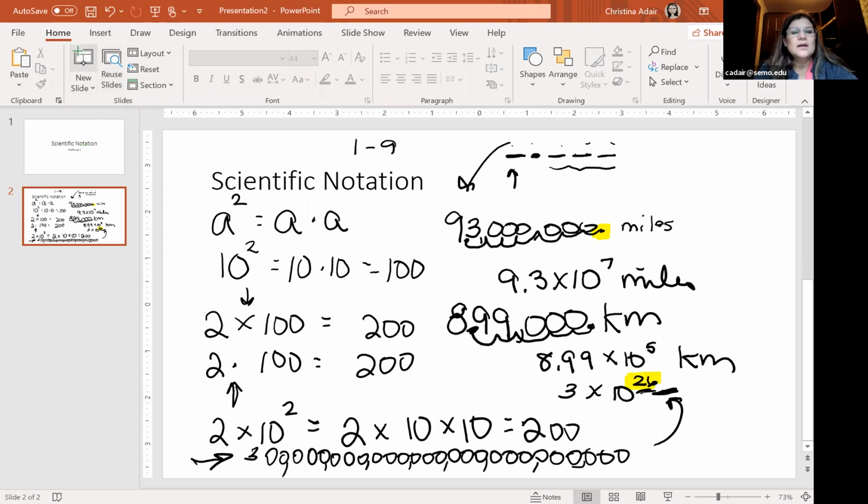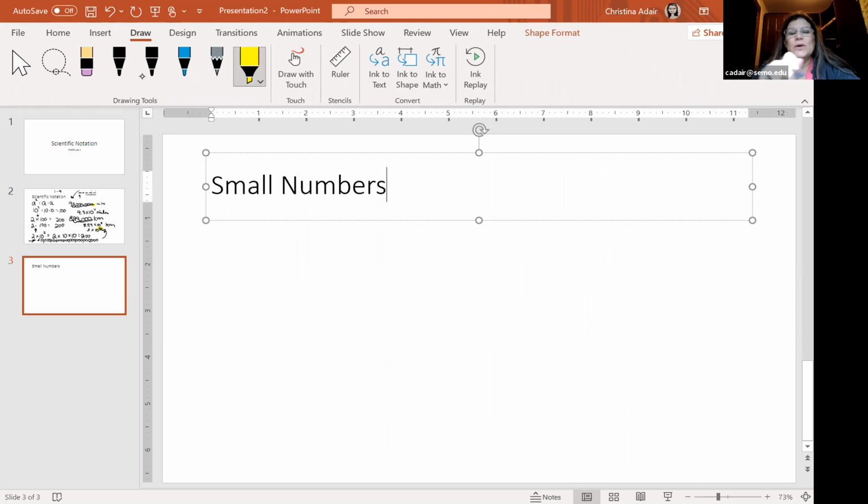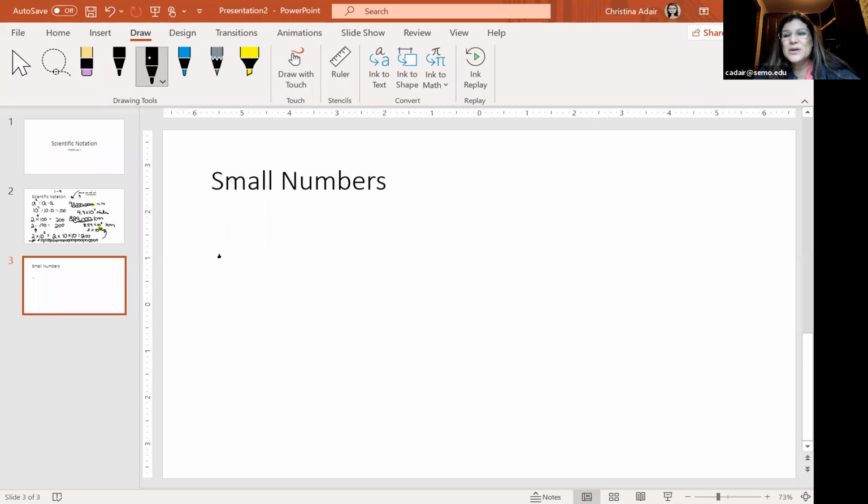I'm going to add a slide and we're going to add small numbers now. I told you before that in astronomy, we deal with really small numbers, like atoms, molecules, wavelengths, gamma rays. Those are very, very small things. We also deal with really huge things: galaxies, the universe, the size of the sun. Small numbers can be like a millionth of a meter or a nanometer. Those are a whole bunch of zeros. I'm not even going to count. Well, I will count eventually.